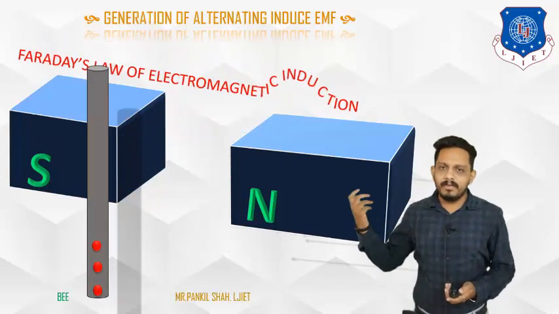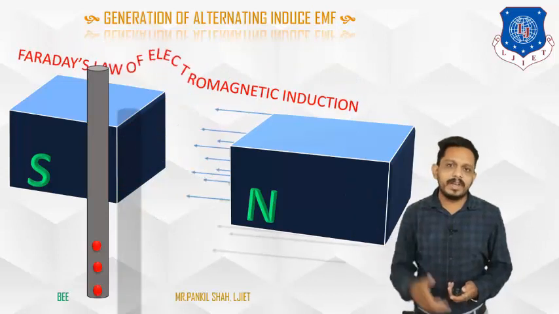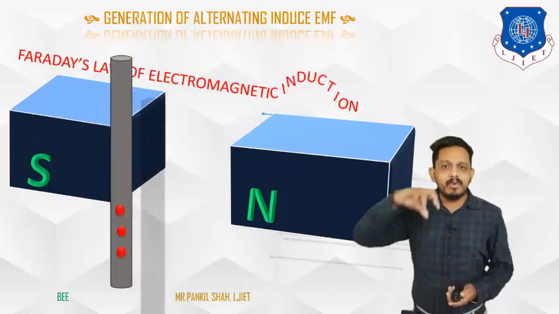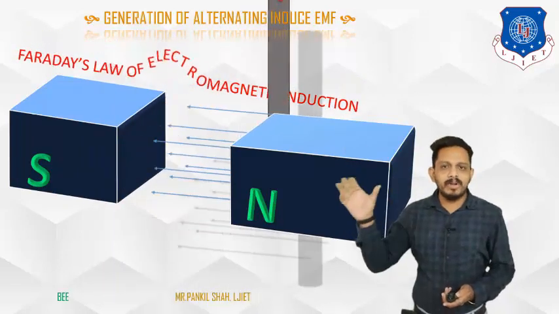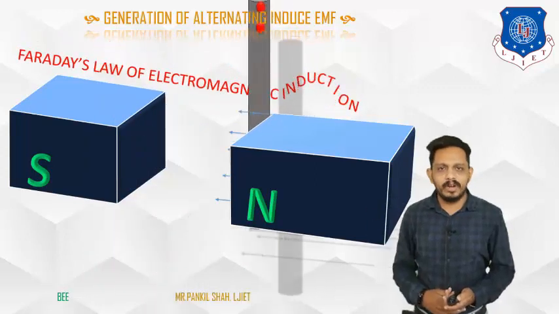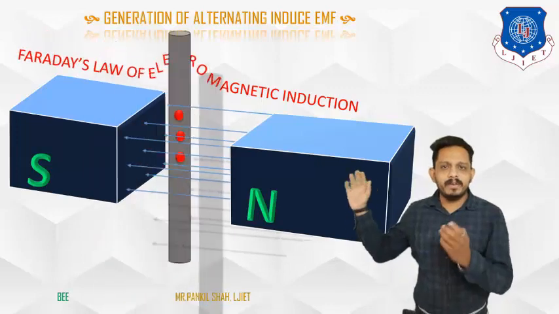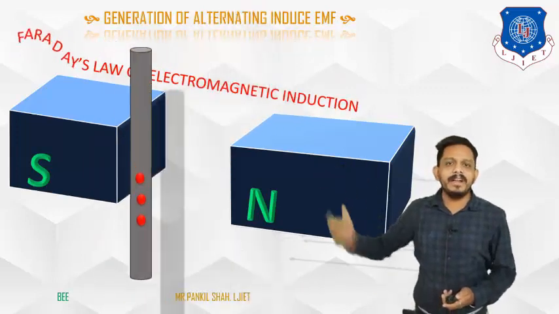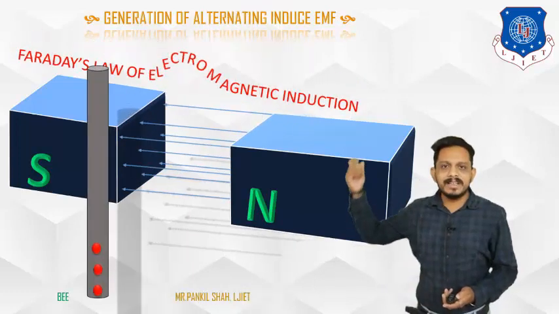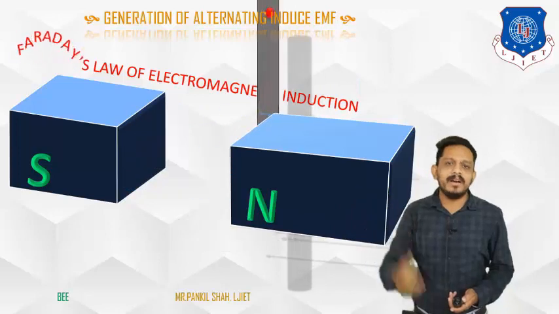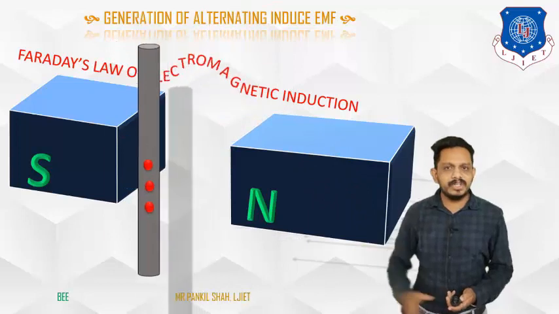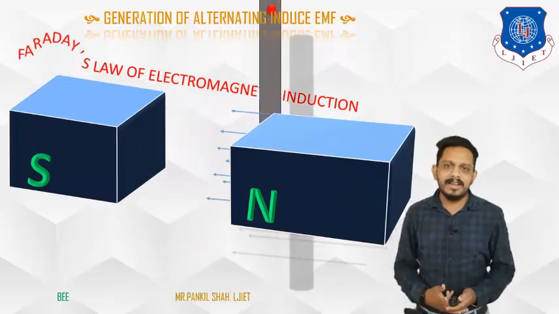So basically we can either move these magnets, or we can place this coil inside this magnetic field and rotate this coil. Poles are stationary, so also there is a change in flux linking with this coil. So here we have stationary poles and a rotating coil. Now Faraday's law is satisfied, that is, the flux linking with this coil will be alternating, will be changing, and whenever the flux linking with any coil changes, then EMF will be induced in that coil.